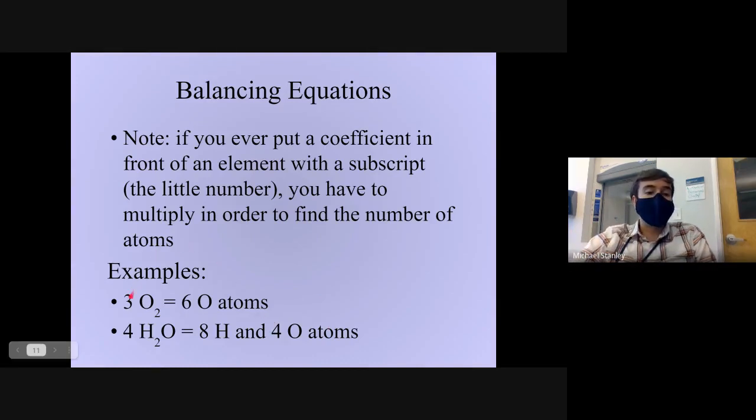So whenever you have a coefficient and a subscript that interact with each other, you'll always multiply them. So 3 times 2 gives us 6 O's in this case. 4 times 2 gives us 8 H's. And 4 times, again, this is like if they just have a 1 down here, 4 times the 1 O gives us 4 O's. So coefficient and subscript together means you're going to do some multiplying.